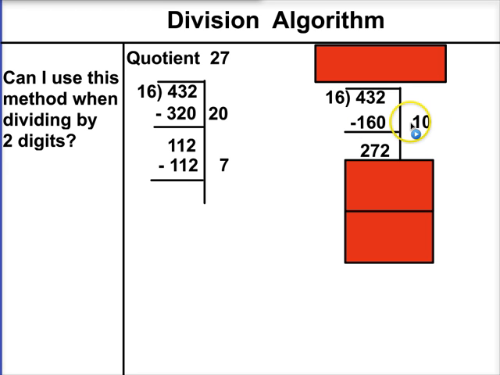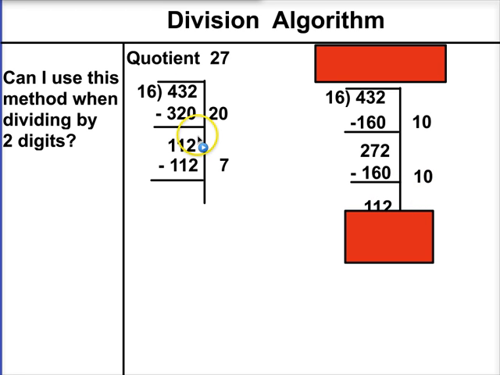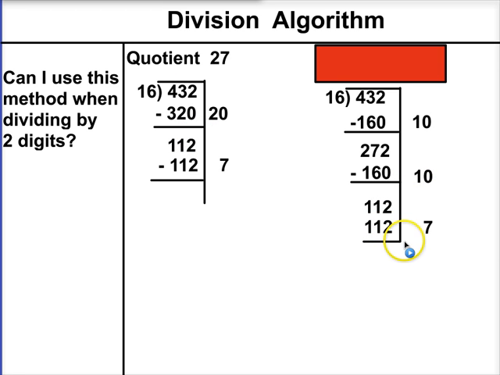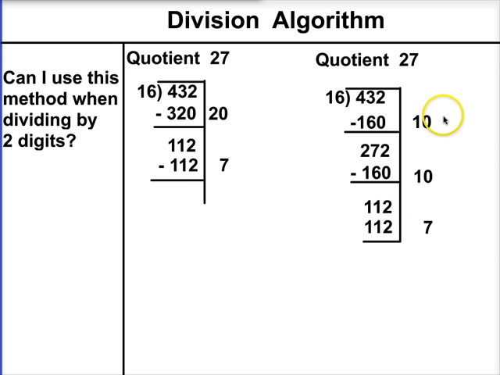And sure enough, 16 times 10, 160. Subtract 272. Take out another group of 160. You've got 112, same thing you had here. And 7, multiply 16 by 7, and you get 112. Your answer is 27. So now we're going to add 10 plus 10 is 20 plus 7 is 27.